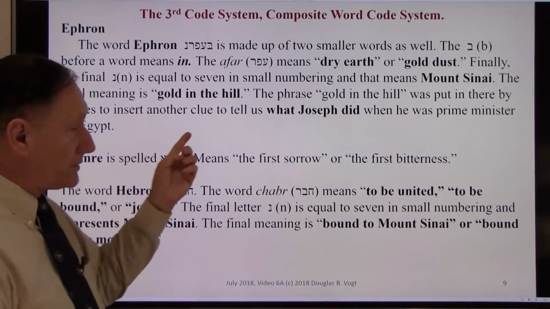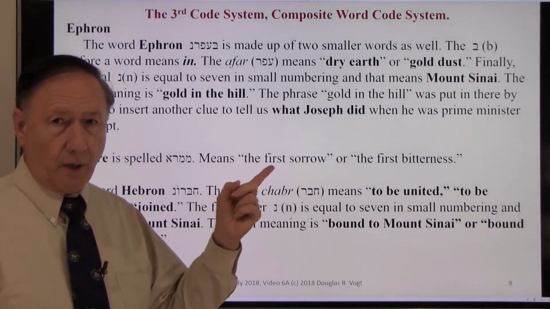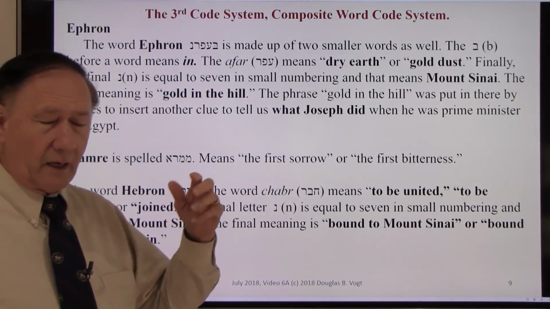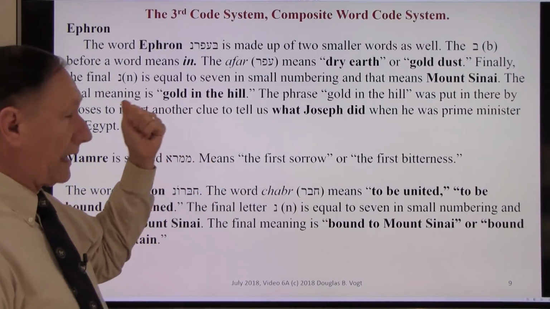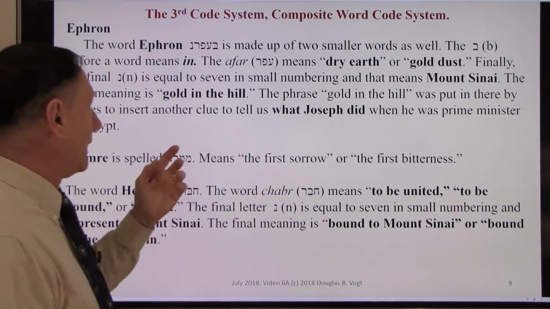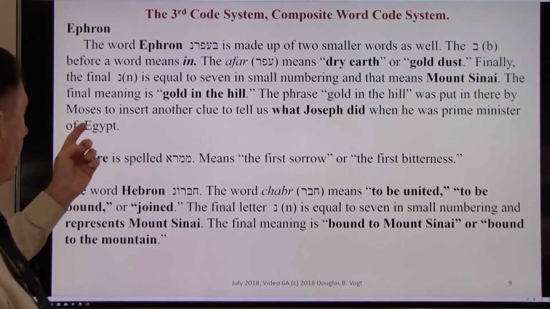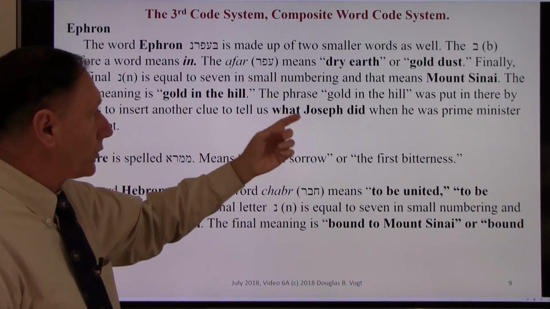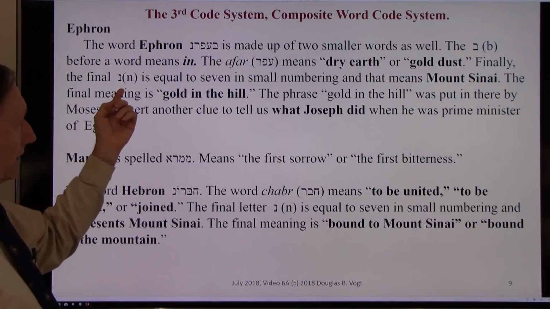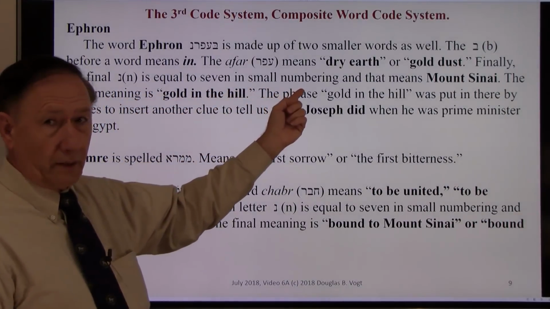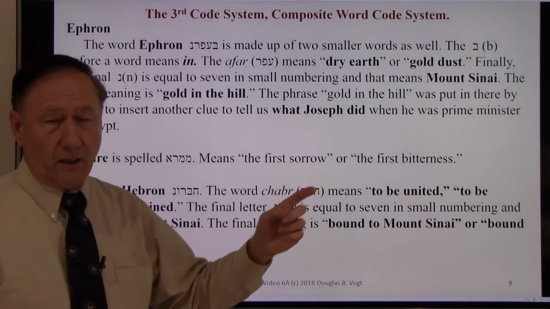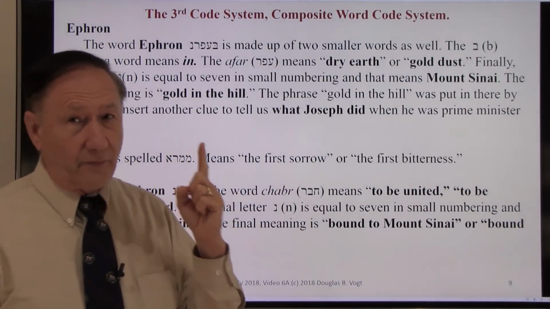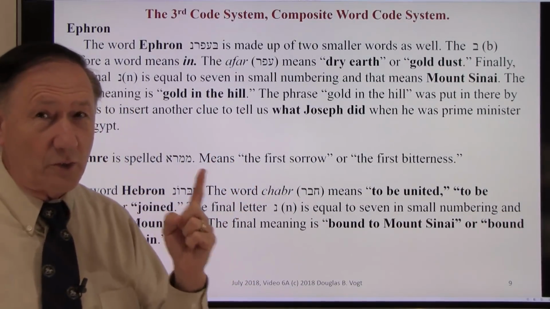Ephron. Ephron was the Hittite that Abraham bought the cave from. Also, Joseph named his second son Ephraim, and you can kind of figure out Ephraim by swapping the M and the N, you got about the same word. And okay, anyway, Ephron, you take the word, the bet, it means, bet in the beginning always means in. Afar means dry earth or gold dust. And finally, the nun in the end is equal to 7 in small numbering, I explained to you. And that means Mount Sinai. And I'll explain it a little later why the number 7 means Mount Sinai. But you'd only know that if you found the real Mount Sinai and you saw it. And you saw what was unique about it. And I'm going to explain it to you.